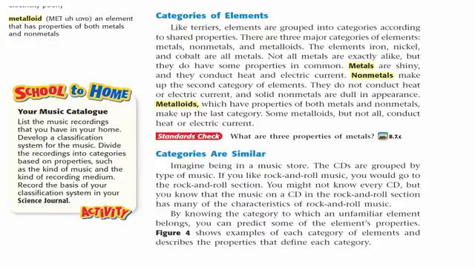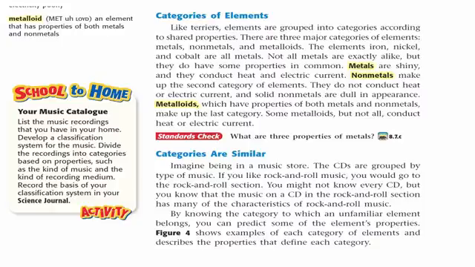Categories of elements. Like terriers, elements are grouped into categories according to shared properties. There are 3 major categories of elements: metals, nonmetals, and metalloids. The elements iron, nickel, and cobalt are all metals. Not all metals are exactly alike, but they do have some properties in common. Metals are shiny and they conduct heat and electric current.